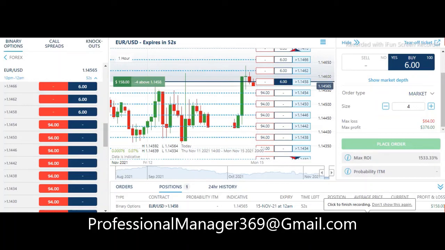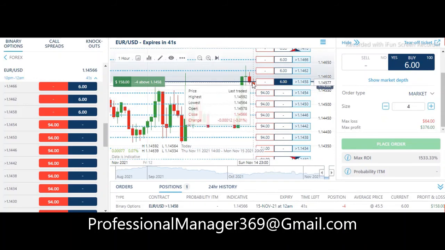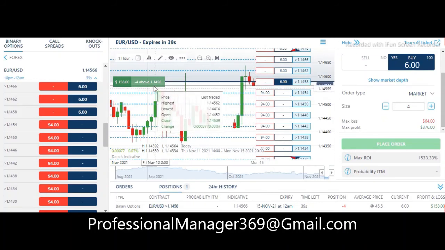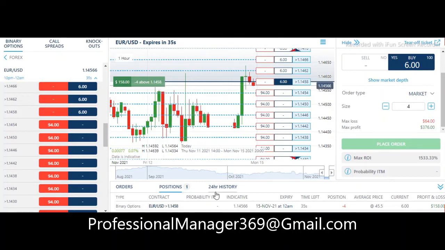Hello friends, just 52 seconds are left for expiration of the trade. Right now it is showing $158 in profit live. The price is right now below where we placed our trade entry of 1.14580. Right now the live price is running at 566. Just 27 seconds are left.